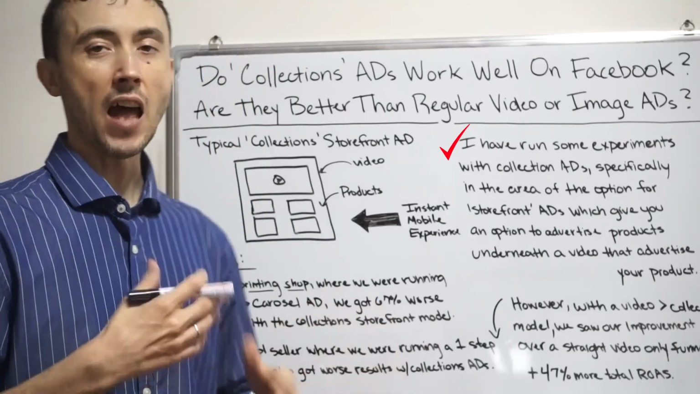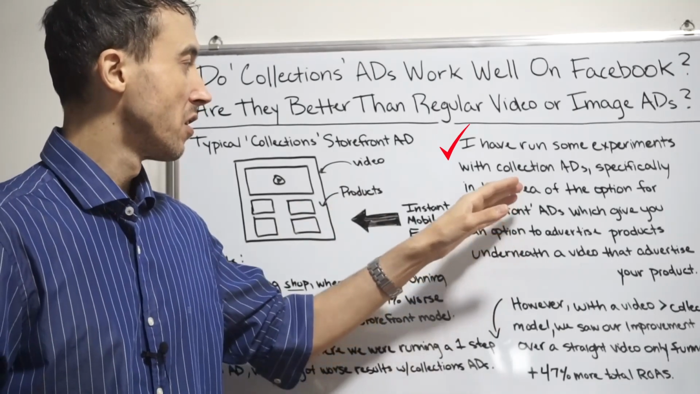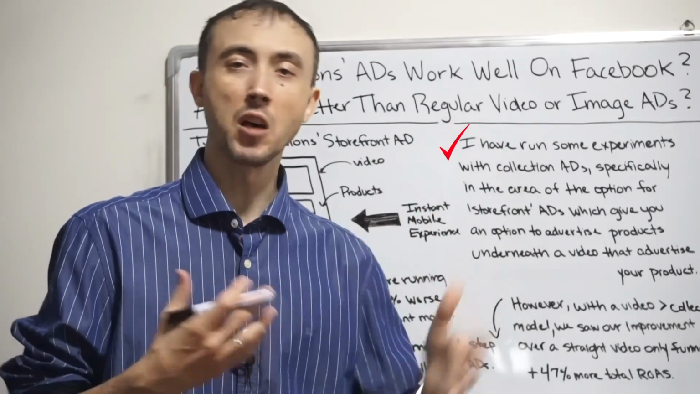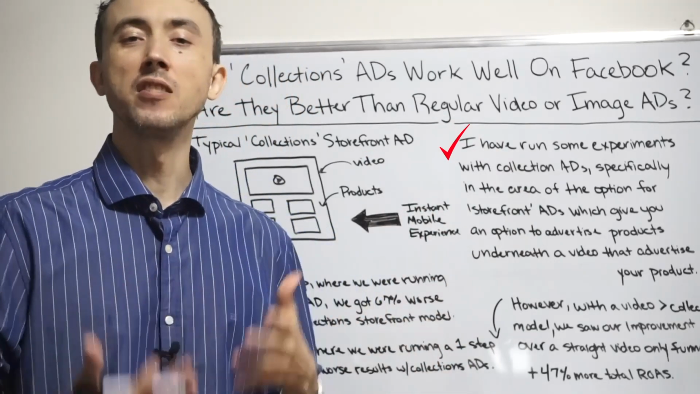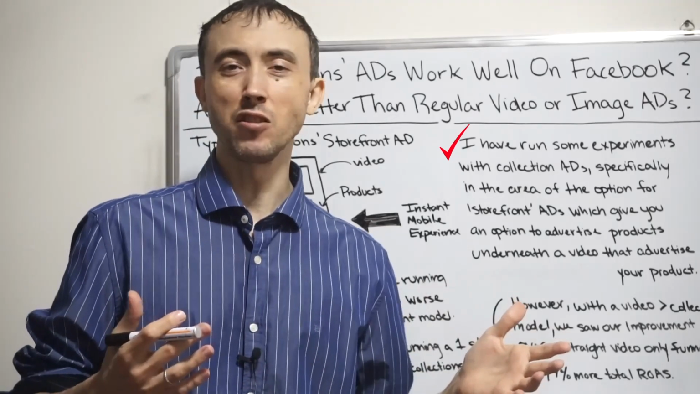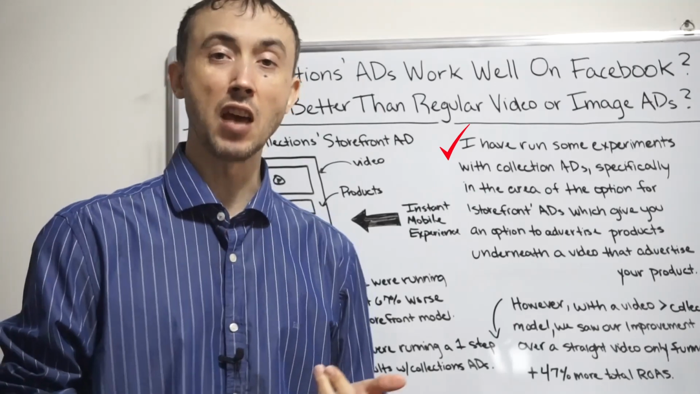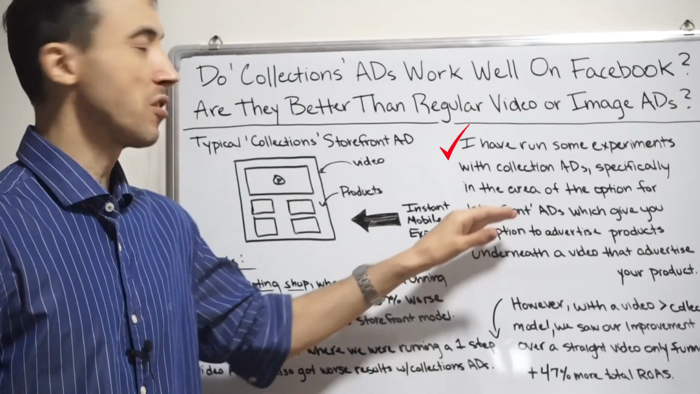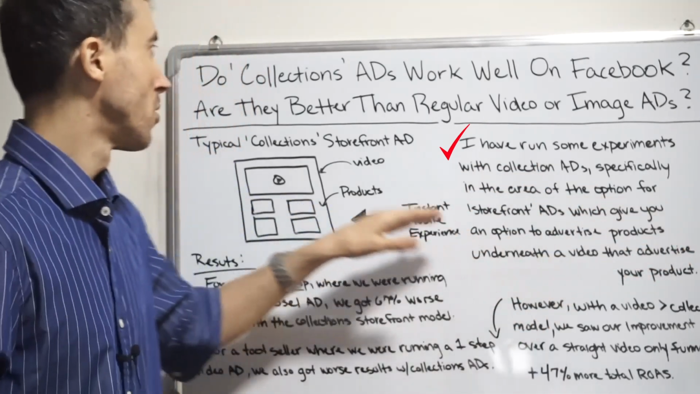But anyway, out of the other collection ad types, the storefront ads are for people who sell products, and that's where it made the most sense if it's going to work. The other ones I haven't tested because I could not find a scenario where they would be better than a regular image or video ad dedicated to just one of those two, or a carousel ad.